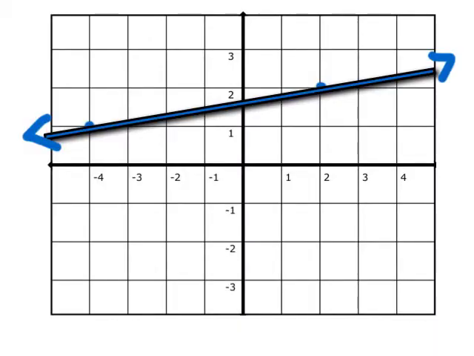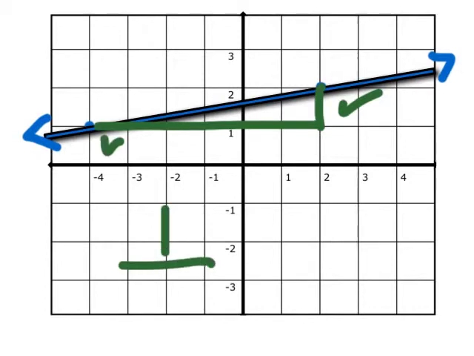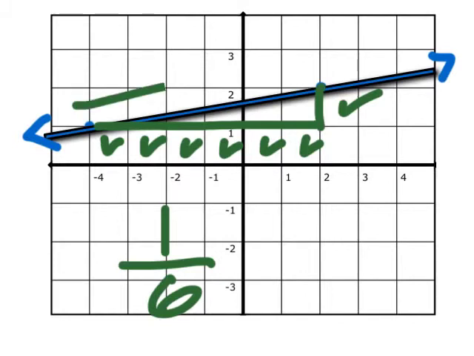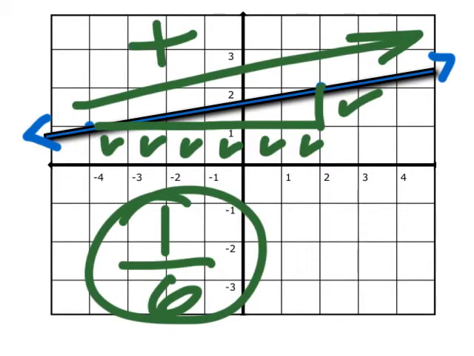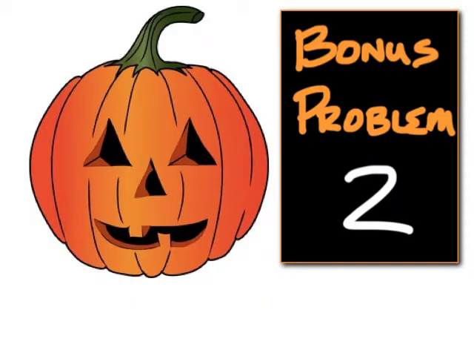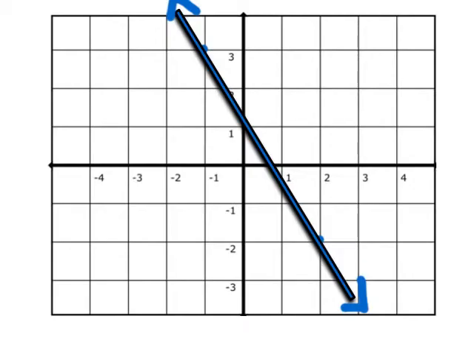Practice problem number 2. What is the slope of this line? For this one, the triangle is here, and we'll have 1 for the rise, and then 1, 2, 3, 4, 5, 6 for the run. It rises to the right, so the slope is positive. It is 1 over 6.